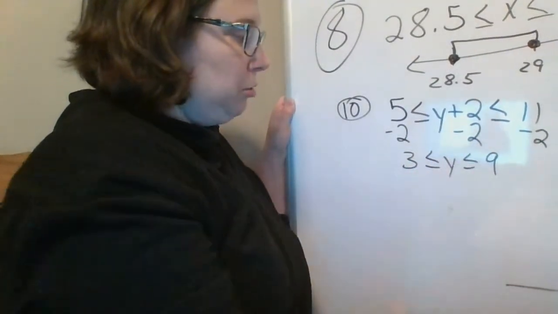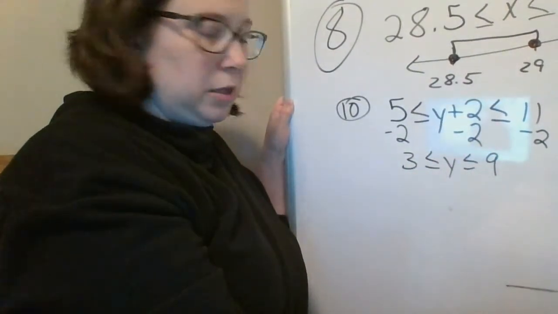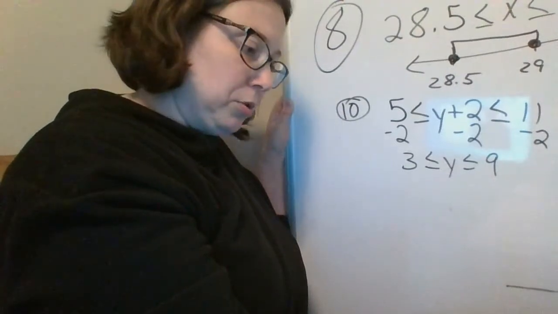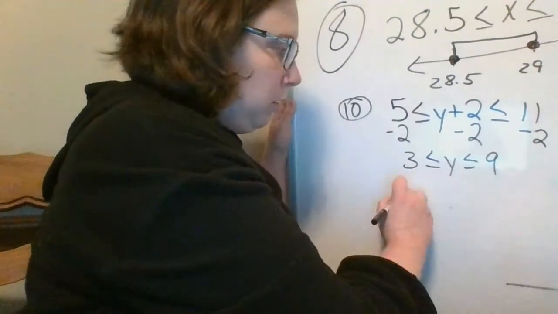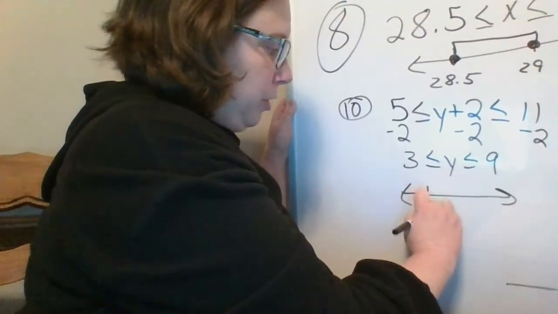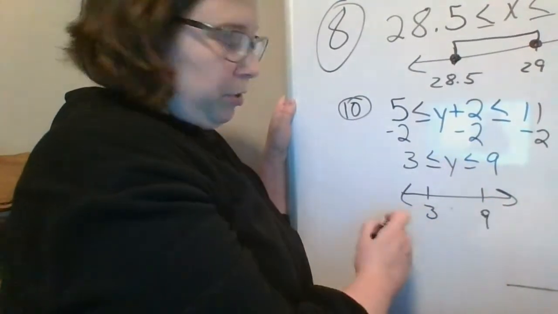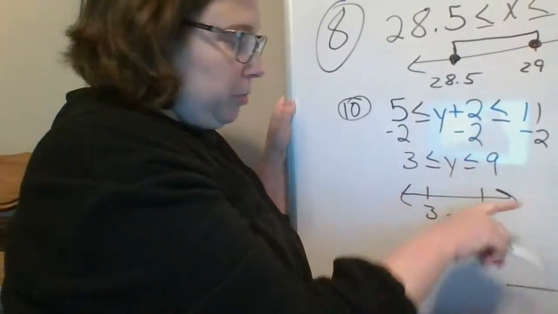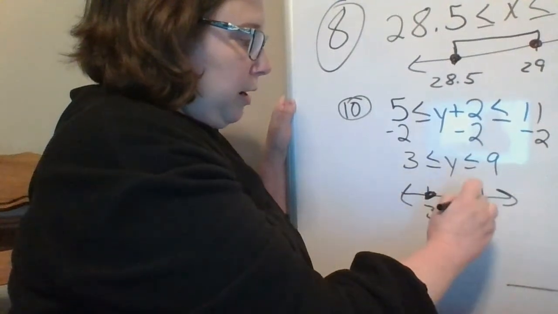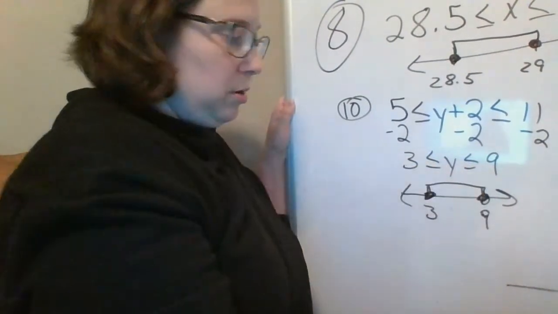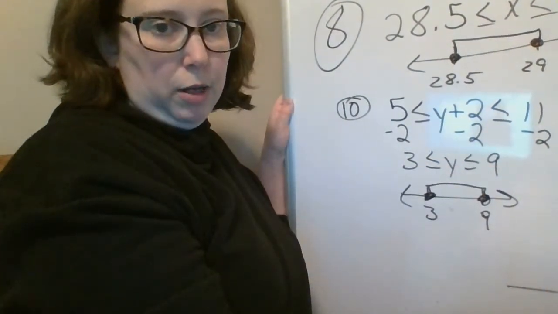And we now have our solution, which is 3 is less than or equal to y is less than or equal to 9. When we graph that, we're going to put a 3 and a 9. You got to remember to put your smaller number on the left, your bigger number on the right. We're going to have 2 closed circles, and that would be our graph.